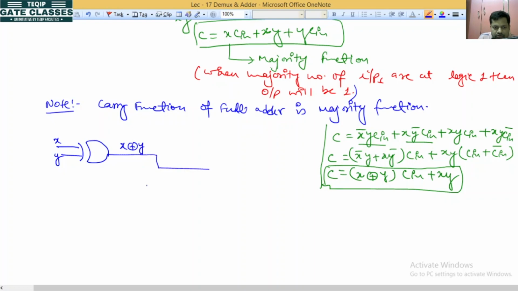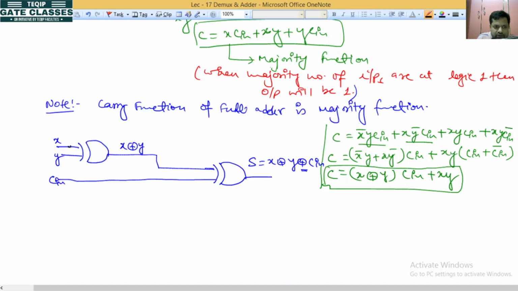Now this output can be taken one more times of XOR with Cin. Okay na? So we will get here sum, that is x XOR y XOR Cin. Okay na? Because from this side we got x XOR y and from this side we have Cin. So in between we have to place one XOR.